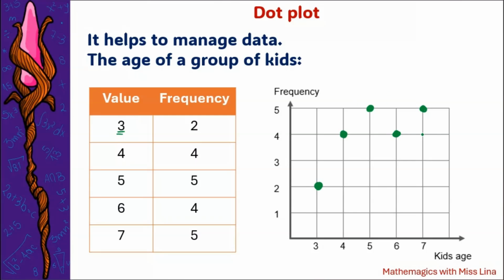This dot plot represents the same information as this table here, but sometimes it's useful to have the dot plot because it gives you information right away. For example, in the dot plot, you can identify that 5 and 7 are the most common ages in your group. And for example, 3 doesn't have as many kids as the other ages. In a graph, it's very easy to see it, especially when you have a lot of data, which in a table would be a little bit more complicated.